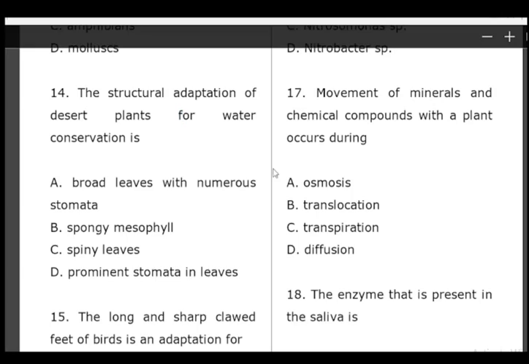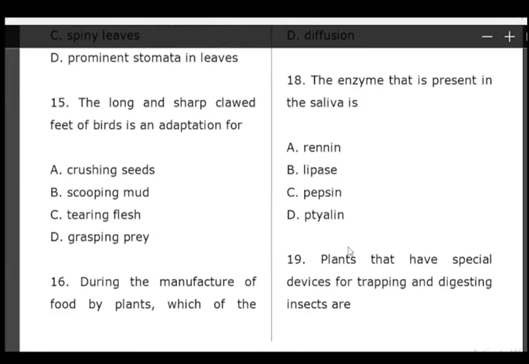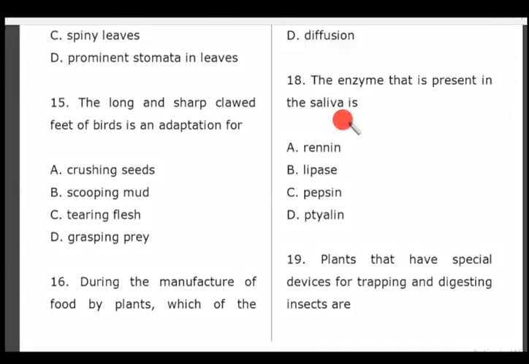So that is basically what the other options are talking about. So the answer to our question, like we have picked, is option B for question 17. Question 18 says the enzyme that is present in the saliva is A. Renin, B. Lipase, C. Pepsin, and D. Ptyalin. The answer is option D.